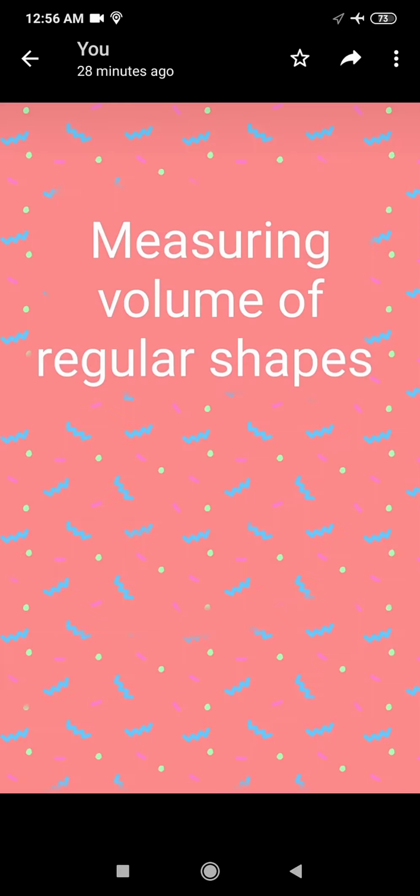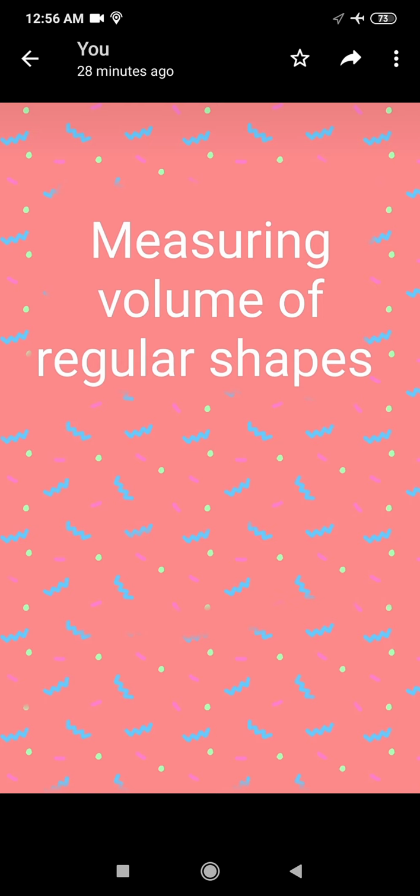Next is measuring volume of regular shapes. There are two types of solids. First, solid with regular shape and another one, solid with irregular shape. First, we will discuss how to measure the volume of solid with regular shapes. So, there will be different types of formulas.